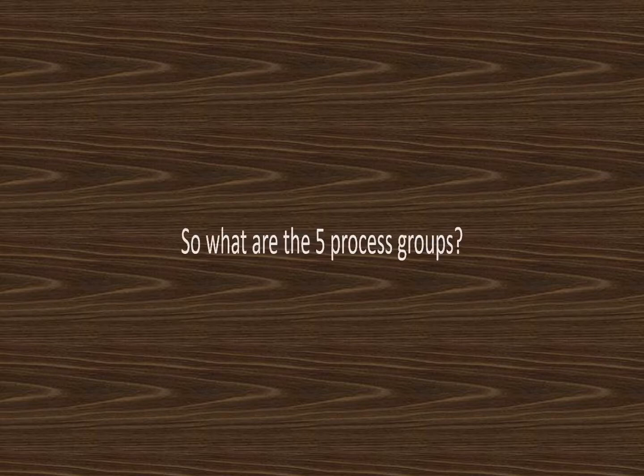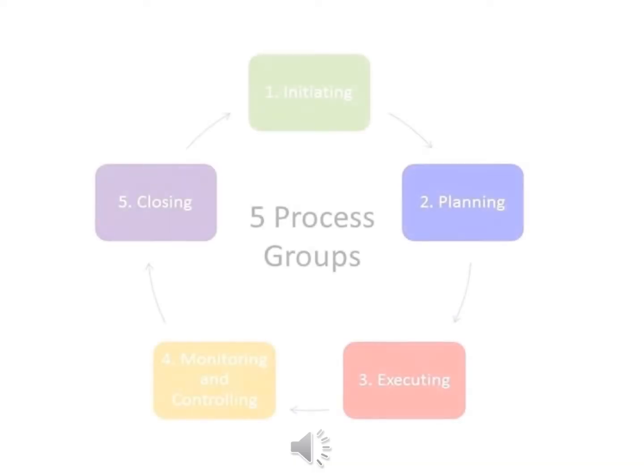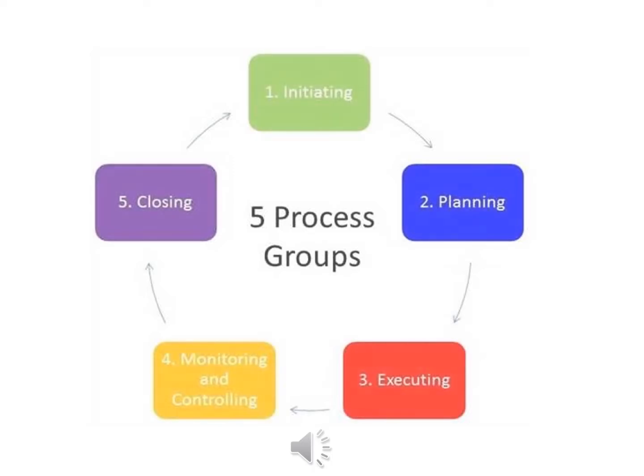Now, let's get back to business. What are the 5 process groups of project management? For starters, every project will contain 5 key components within its lifespan. Those 5 components are known as process groups. They consist of the initiating process, the planning process, the executing process, the monitoring and controlling process, and lastly, the closing process.